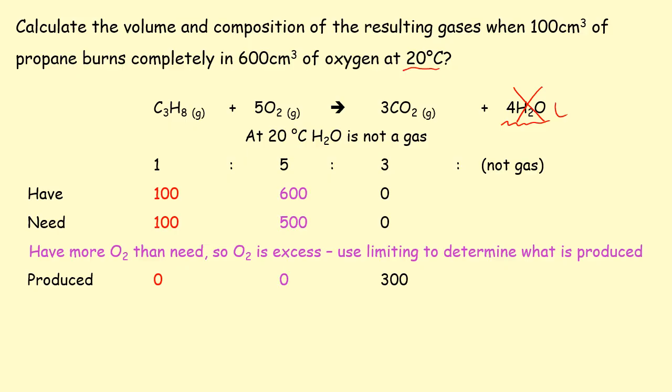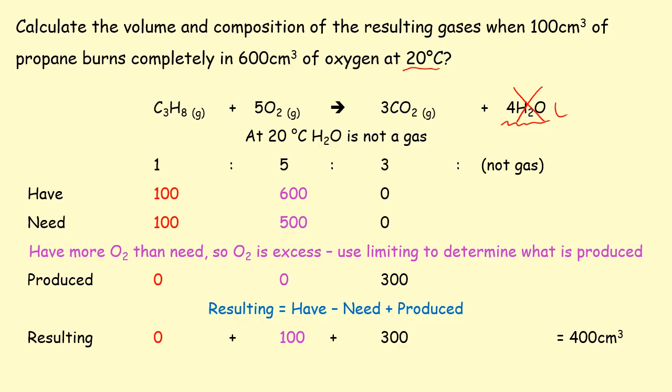So our limiting one is our propane. We have 100 of it, and a 1 to 3 ratio means that we will make 300 carbon dioxide. The resulting mixture is what you had minus what you needed, add what you produced. So we'll have no propane left over, we'll have 100 oxygen left over, and we made 300 carbon dioxide. So we have 400 centimeters cubed. 100 of that is oxygen, 300 of that is carbon dioxide if you're asked for the composition.